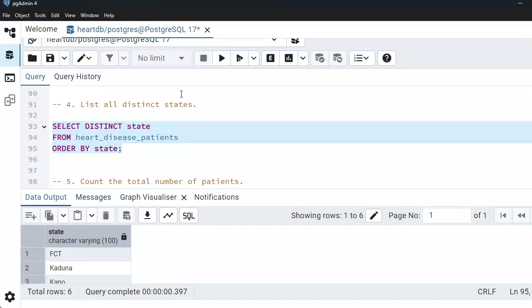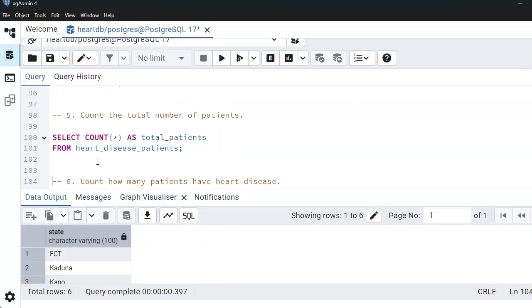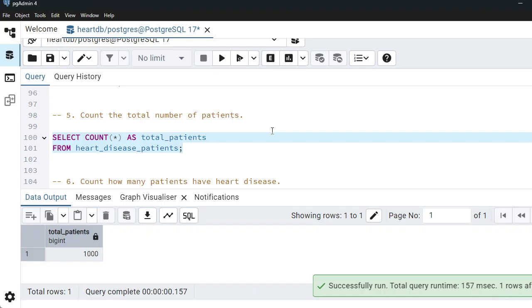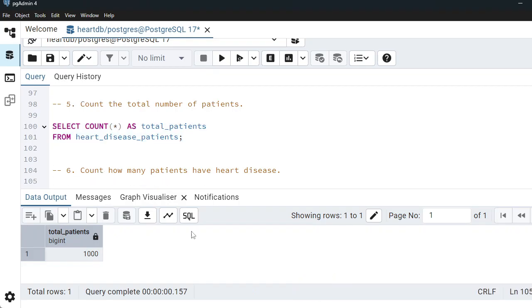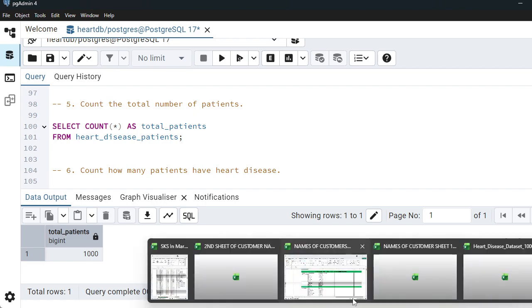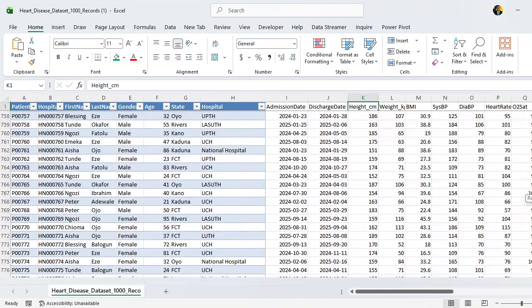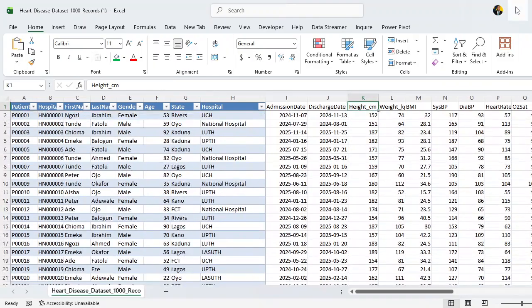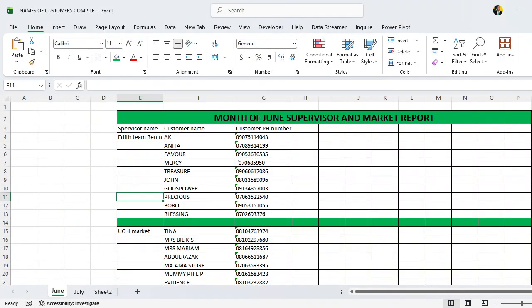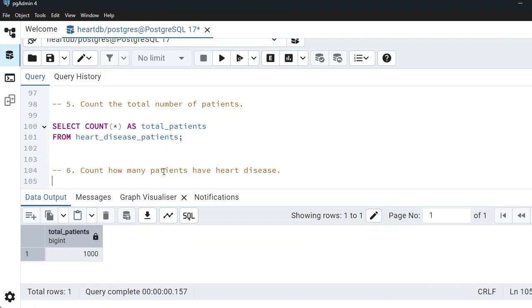So we have this. Now we also want to count the total number of patients. Select count as total number of patients from the heart disease patient. So we see only the total patients that we have, which is 1,000. And if you look at this data set as well, I'm going to see that it is 1,000. So this is the data set we're working with.